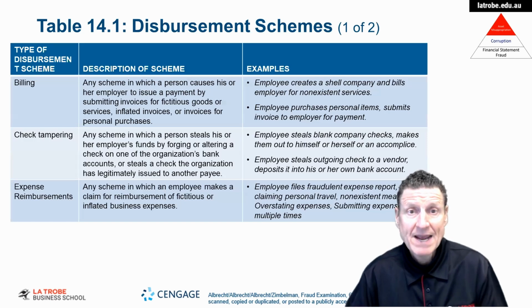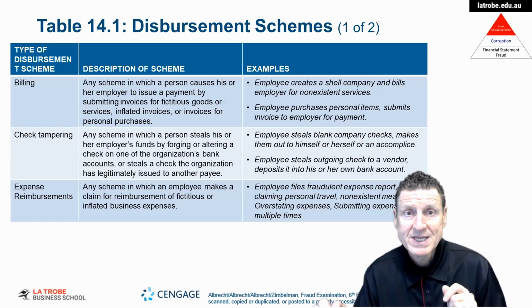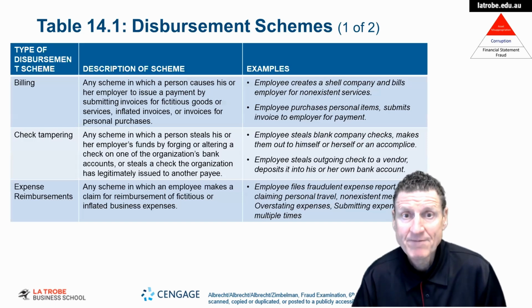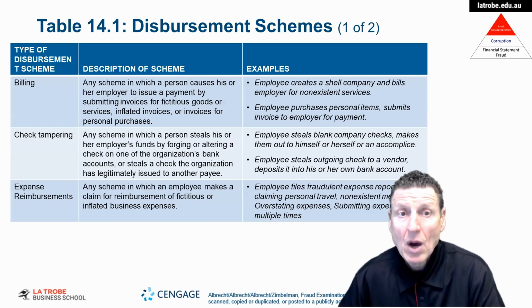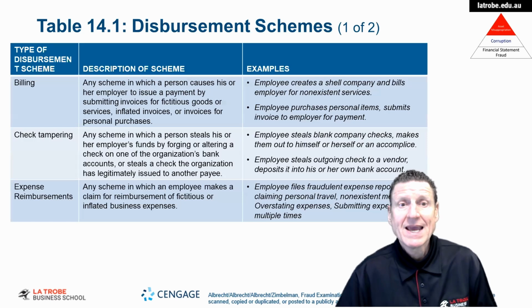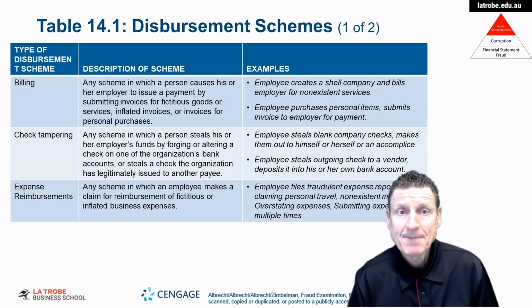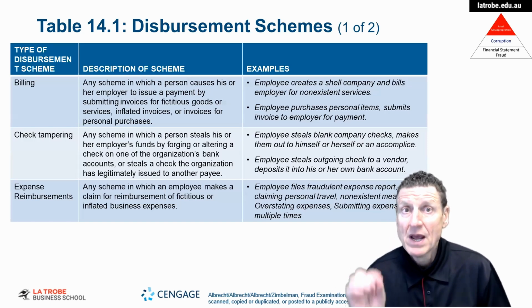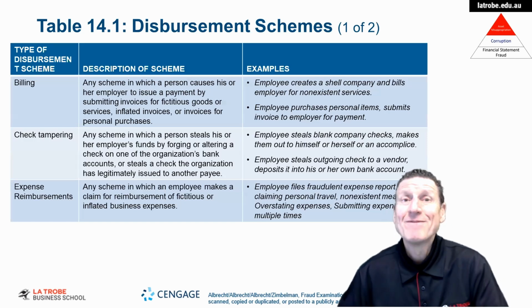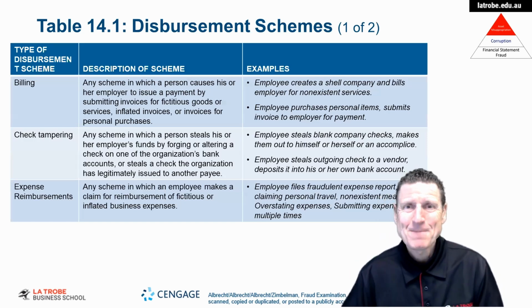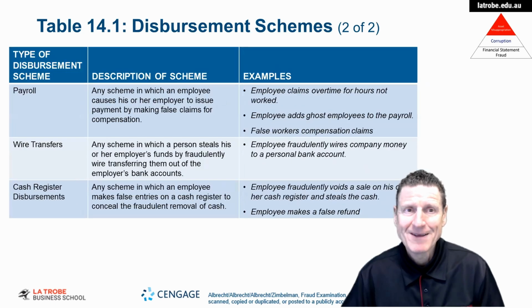There is check tampering, where a person steals his or her employer's funds by forging or altering a check on one of the organization's bank accounts, or steals a check the organization has legitimately issued to another payee. Expense reimbursements, any scheme in which the employee makes a claim for reimbursement of fictitious or inflated business expenses. Wow. Let's go to the second list, and I'll go through these quickly.